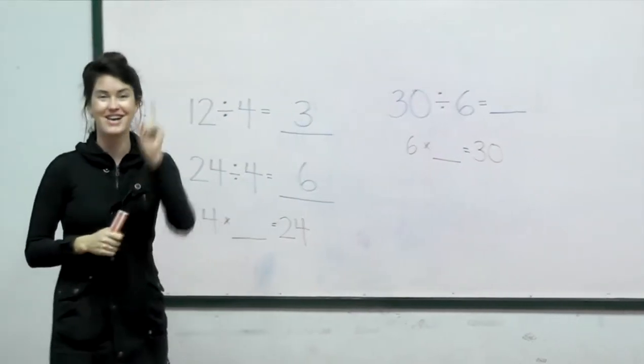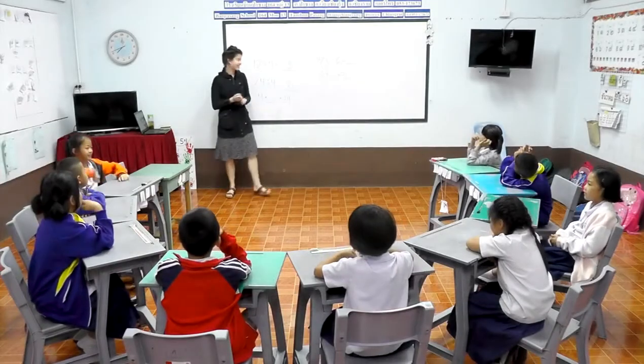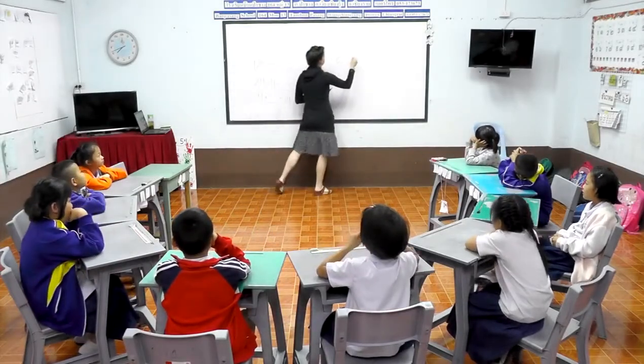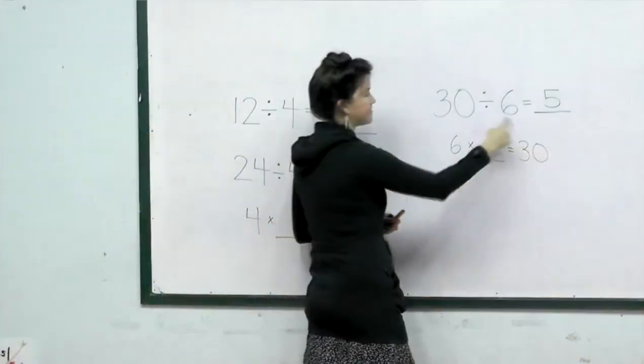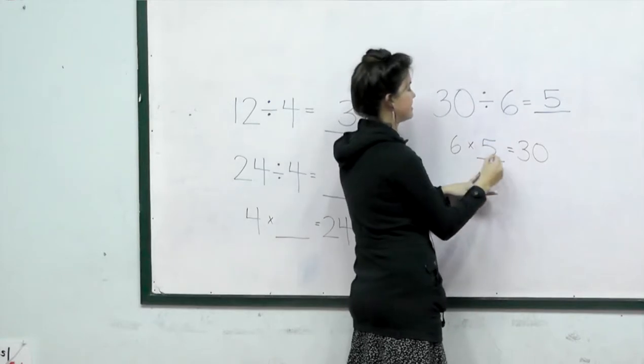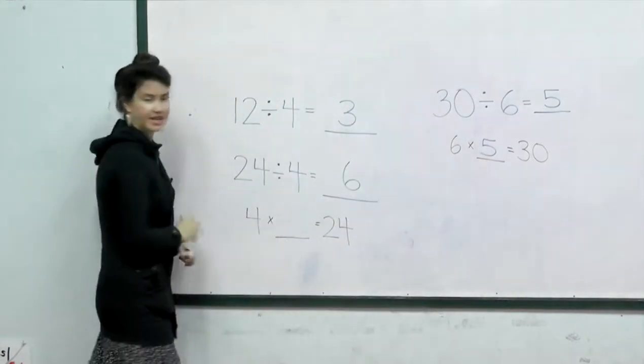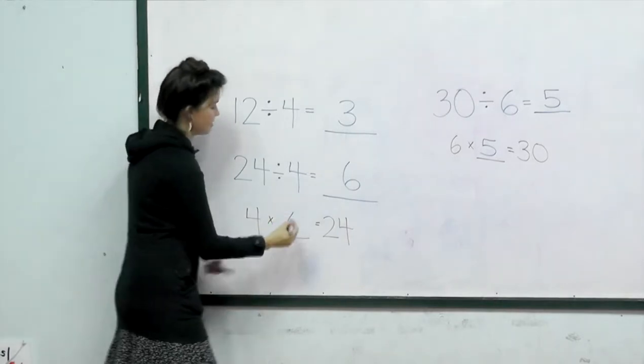Good. I'm glad. 1, 2, 3. 5. You got it, friends. I'm glad that's easy for you. So 30 divided by 6 is 5. We could also think of that as 6 times our missing number, which is 5. It gives us 30. What goes right here? 6. Yep. Okay.